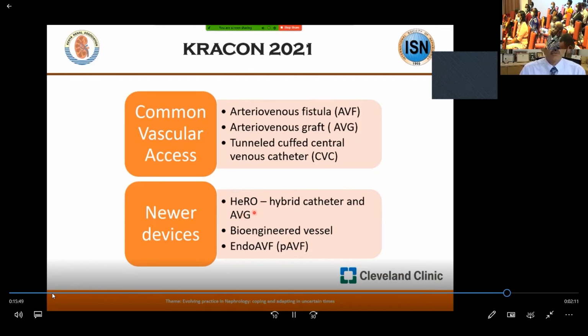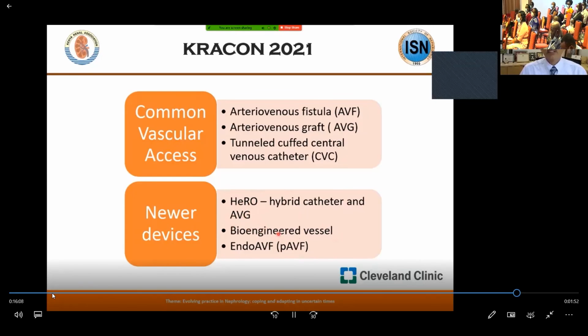So a HeRO device, or hemodialysis reliable outflow device, which is a hybrid catheter and an AV graft. The catheter portion is the outflow portion placed in one of the central veins, and distally it's hooked up to an AV graft that is then used for cannulation during dialysis.